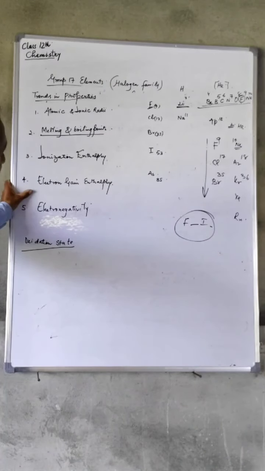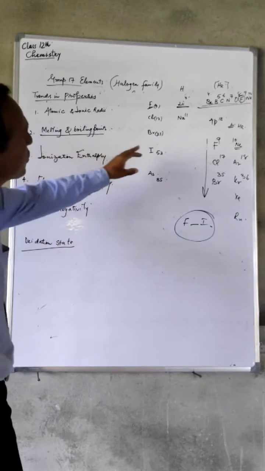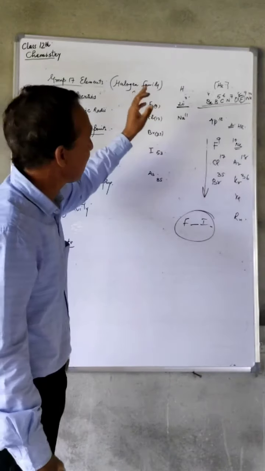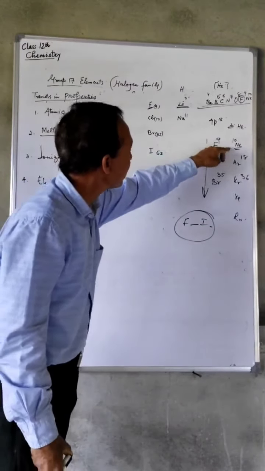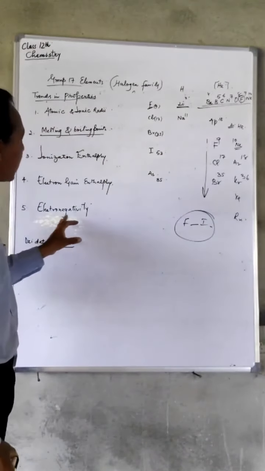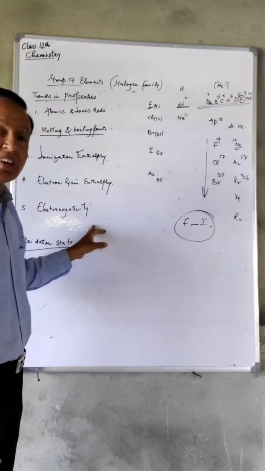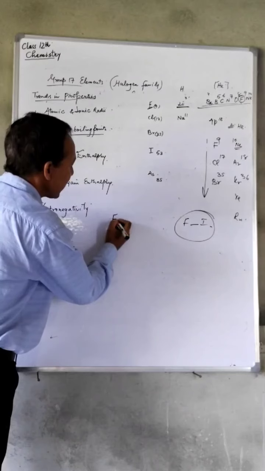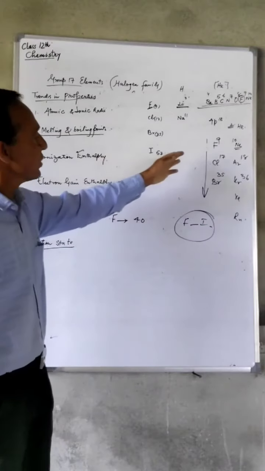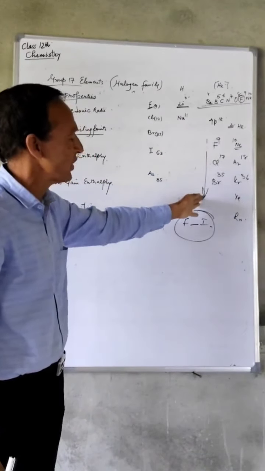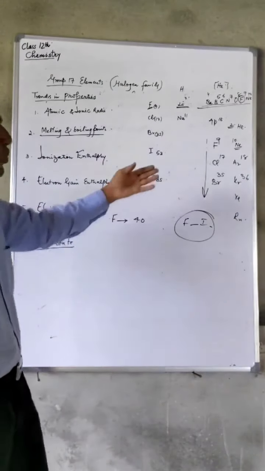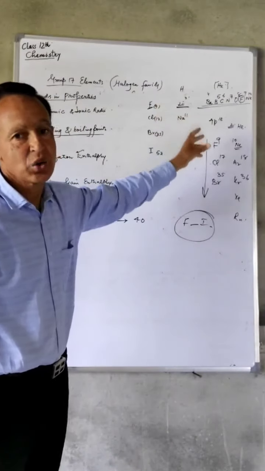Now, electronegativity. Because of the smaller size of these halogens and because of their greater nuclear charge in their respective periods, they have the highest values of electronegativity, and fluorine has the highest electronegativity value. Its value is 4.0. The electronegativity value decreases down the group. So, why do they have the highest value of electronegativity? It is because of their smaller size and higher nuclear charge.